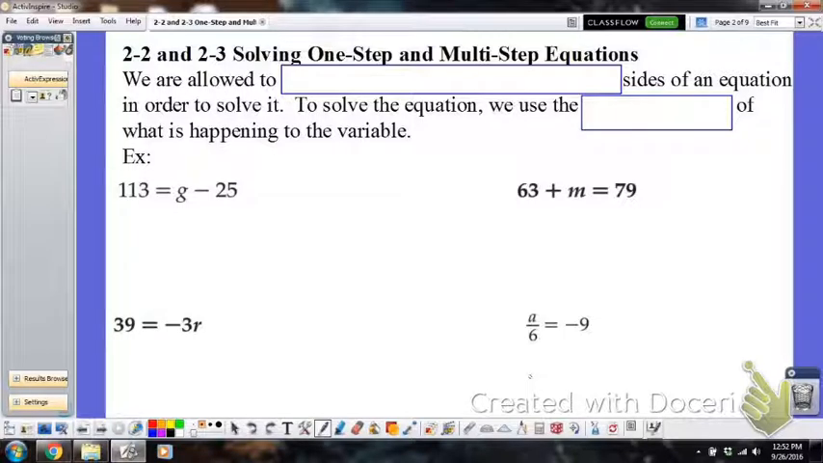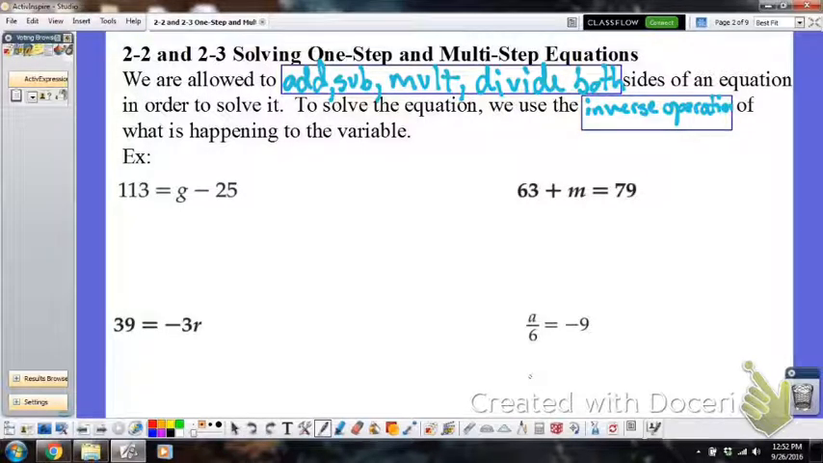And we know that we are allowed to add, subtract, multiply, and divide both sides of an equation in order to solve it. So we can add, subtract, multiply, divide both sides of an equation to solve it. To solve an equation, we use the inverse operation of what is happening to the variable.